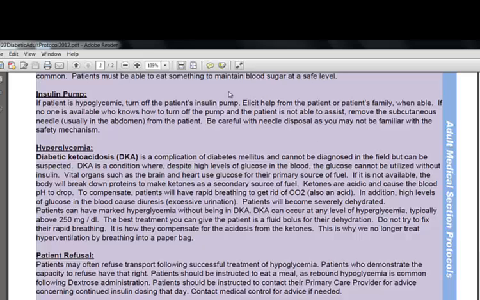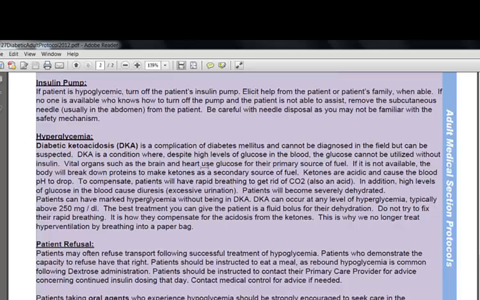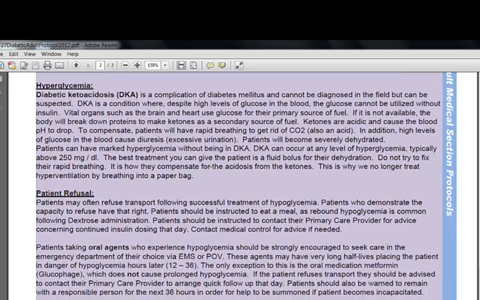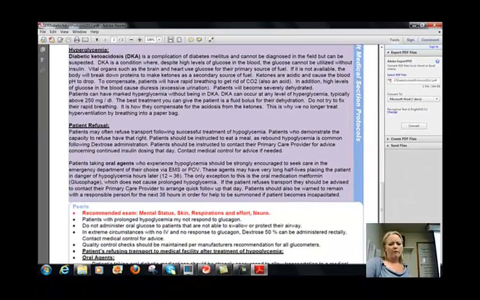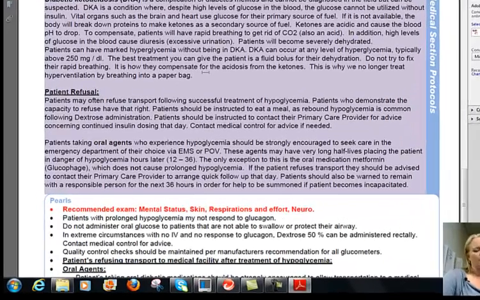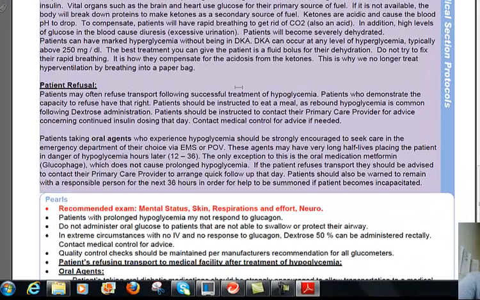It's not always obvious how to do that, but you don't necessarily have to remove the needle that they have. Those needles, they change them every 3 days, but if you don't have to remove the needle, they would probably appreciate that. And then there's additional information on here about DKA, why it's so important to get fluids, and also some information about patient refusal, which is a really common thing for a patient to get treatment and then refuse transport, which is perfectly okay.